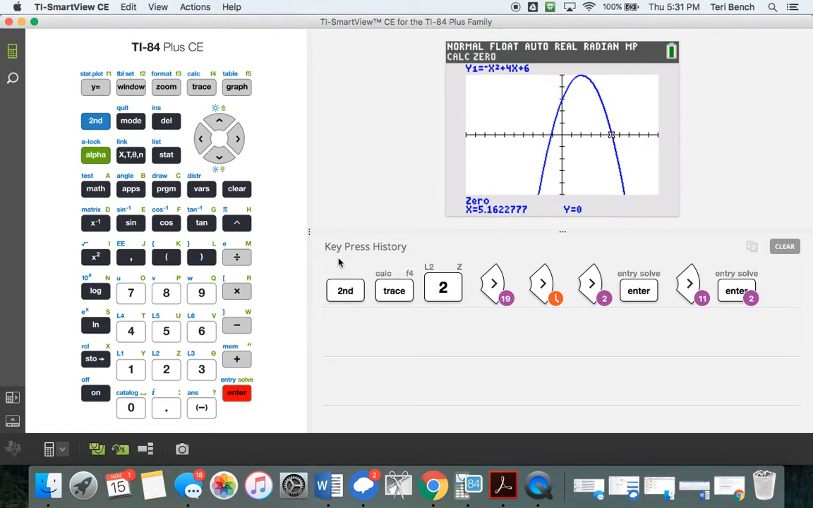Okay, now the next thing it asks us is the domain. In quadratics, the domain is always all real numbers. The range, remember, you go from the low to the high. So the lowest that this goes is negative infinity, and the highest that it goes, I think that's 10.